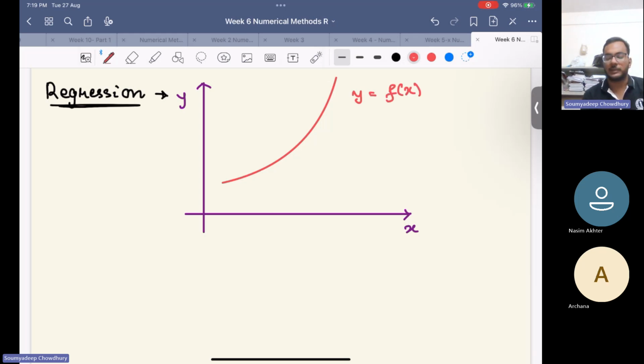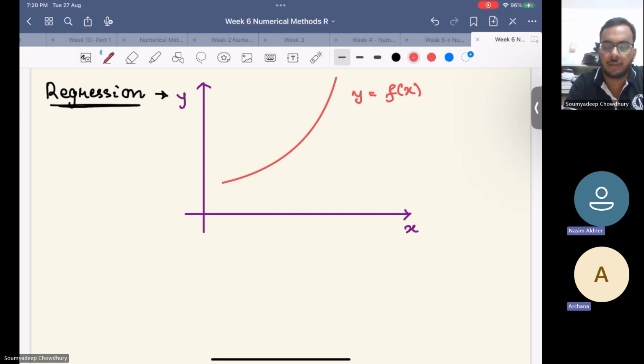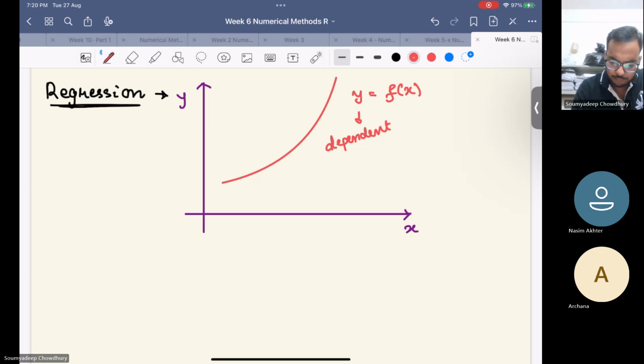So here there are two variables, right? One is y, one is x. So one of them is the dependent variable and another is the independent variable. Can you tell me which one is the dependent variable and which one is the independent variable? Y is the dependent variable and x is the independent variable, right? Yes, you have to be clear.